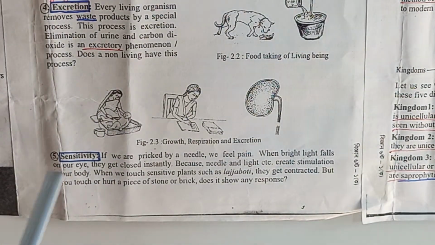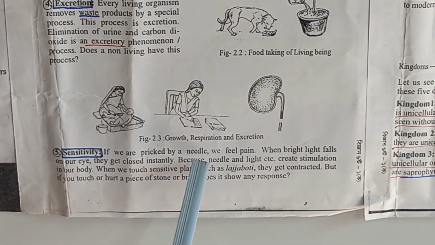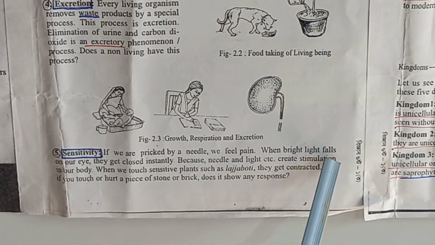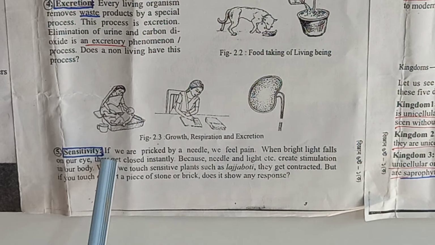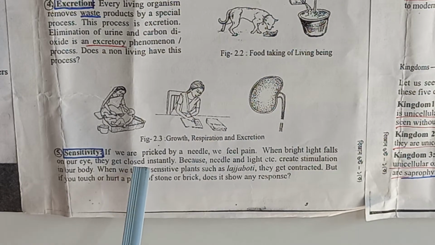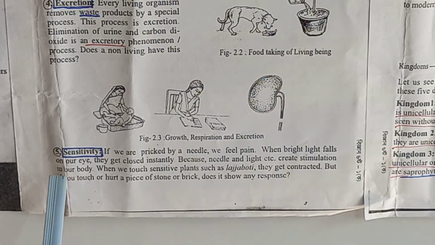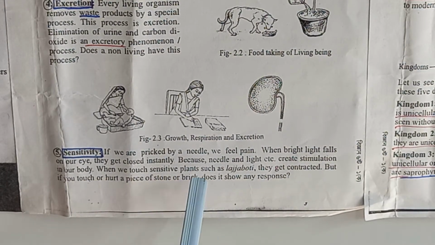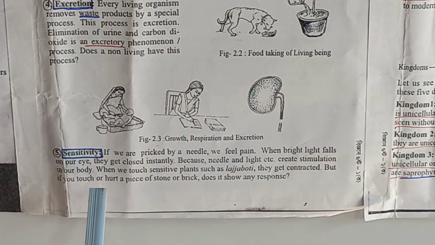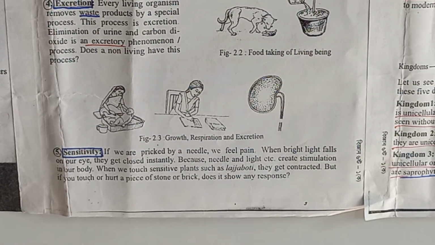Now come to here, this is number 5 point, sensitivity. If we are pricked by a needle, we feel pain. When bright light falls on our eyes, they get closed instantly, because needle and light etc. create stimulation in our body. When we touch sensitive plants such as lojjaboti, they get contracted. But if you touch or hurt a piece of stone or brick, does it show any response?